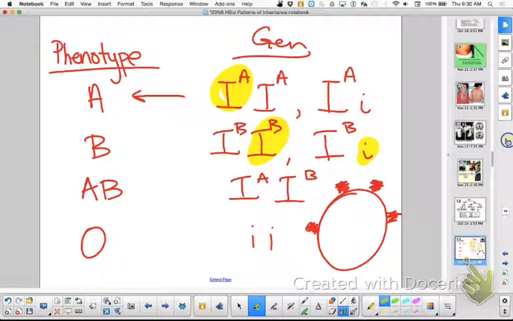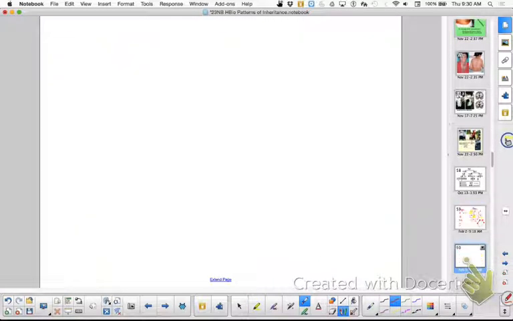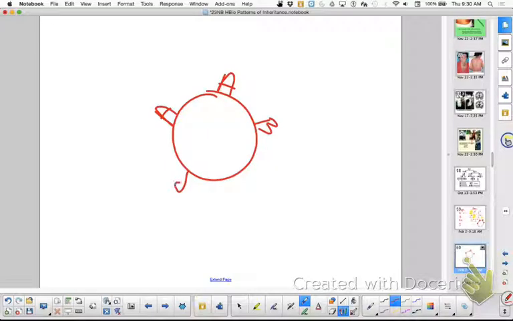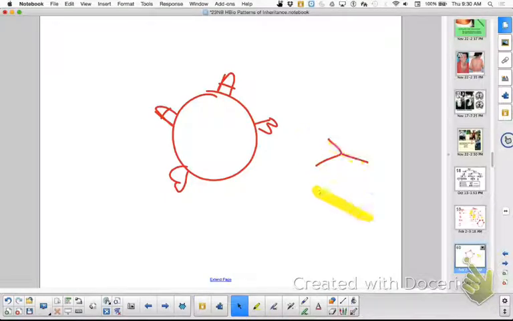So if you're a person, and you have A and B antigens, they're called antigens, we haven't done the immune system yet, you will not make antibodies that attach on to B or A because you would end up attacking yourself. That's why they can receive either A blood or B blood.